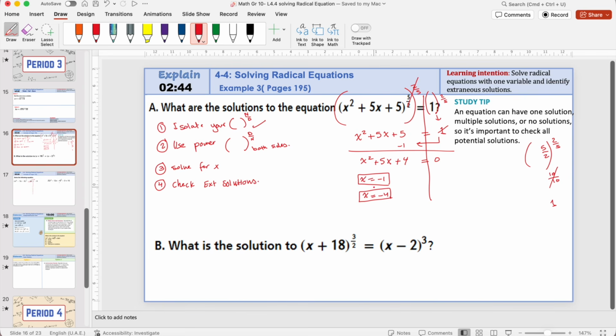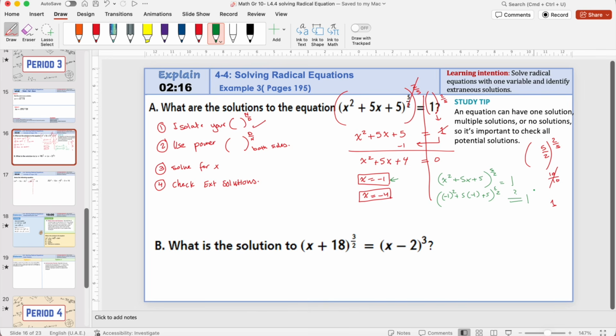How do we check extraneous solutions? Again, we plug it back in the equation. So I'm going to do it here once. How do we do that? Again, my equation is x squared plus 5x plus 5 to the power of 5 over 2. That's my original equation. So instead of x, substitute negative 1. So negative 1 squared plus 5 times negative 1 plus 5. Power of 5 over 2. Is it equal to 1?